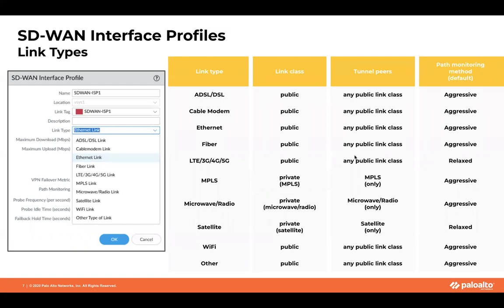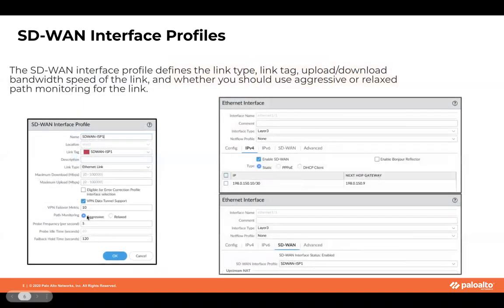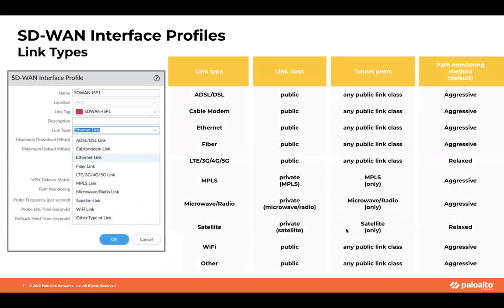Another thing that the link type itself affects is the default method of path monitoring. So this is basically just the default setting, but it can be overridden. But what this means is, and I'll just switch back real quickly to this previous slide to reference it here. We have 2 different path monitoring options, one being aggressive and one being relaxed. Relaxed will be the default setting on usually metered type links. So you can see it here on LTE, 3G, 4G, 5G link type.